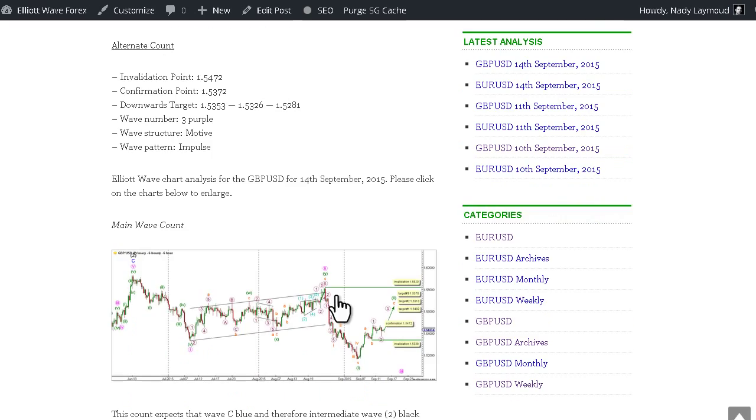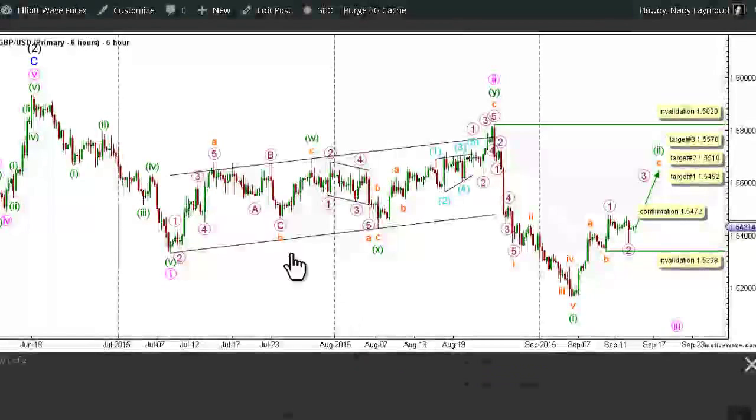Now, moving on to the main 6-hour chart, the main count expects that wave 2 black is complete and that wave 3 black is unfolding toward the downside. Within wave 3 black, waves 1 and 2 pink are complete, and wave 3 pink is at its early stages. Wave 1 pink unfolded as an impulse, labeled waves 1 through 5 green, and wave 2 pink unfolded as a double zigzag, labeled waves W, X, and Y green.